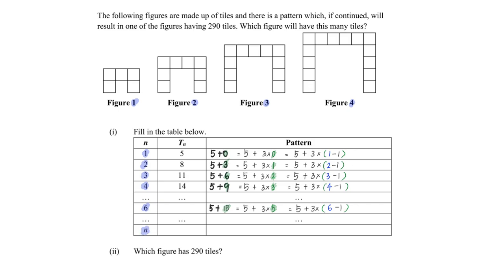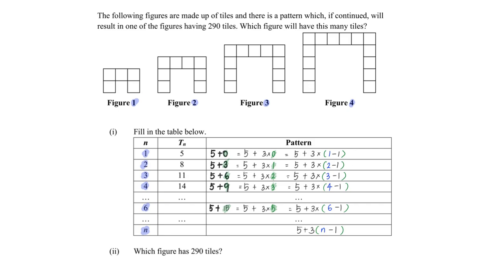And using this knowledge, I could then come up with the n term, because the n term, when n is n, will be 5 plus 3 times (n minus 1). And with that n term in mind, I will be able to get this easily.